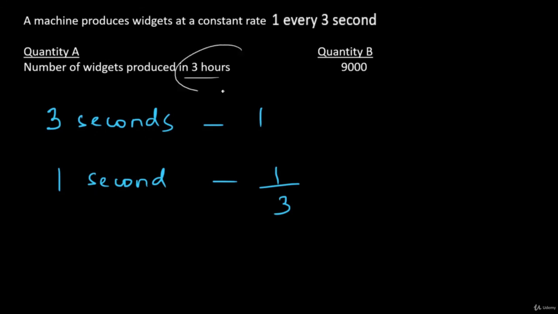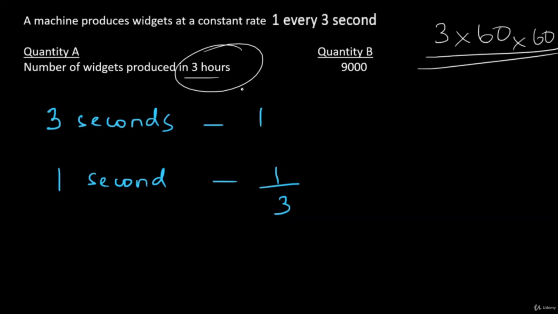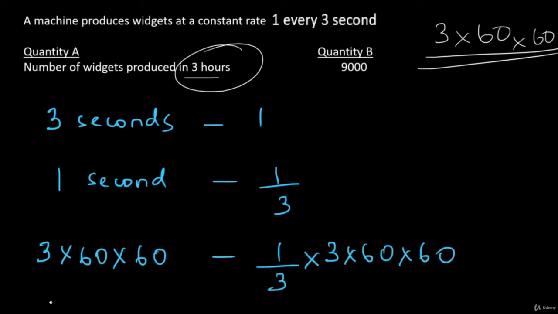Now we have 3 hours over here. Now 3 hours is 3 into 60 into 60 seconds, right? So we have 3 hours. Converting this into minutes is by multiplying with 60. So we have 3 into 60 minutes and 1 minute is 60 seconds. So if you multiply this with 60, you get the number of seconds in 3 hours. So we have 3 into 60 into 60 seconds. So in this much amount of time, there would be 1/3 into 3 into 60 into 60 widgets produced, right?